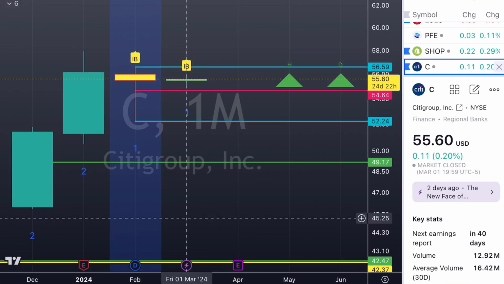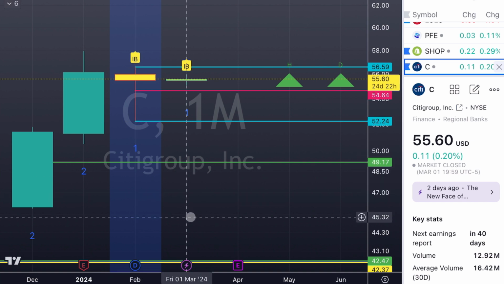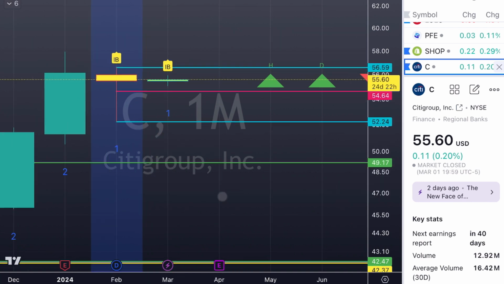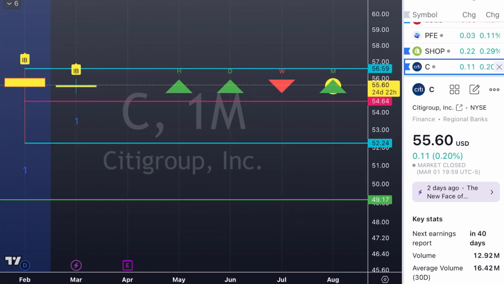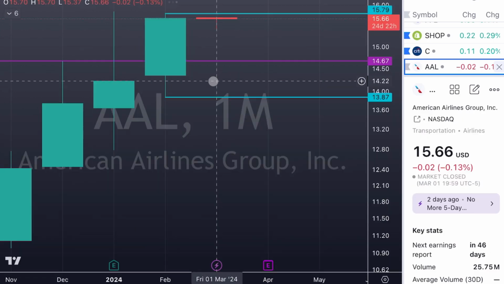Citibank. Okay, Citibank, inside bar, hammer candle. We are looking for this to trend to the upside or to the downside. The upside would give us more probability based off of the hammer candle. I would rather see this green than red because the red gives us less probability, but we will see what happens as we open up on Citibank. We've already opened up here, but as we progress through the month of March, we'll see if we trigger this and can hit first targets on Citibank.